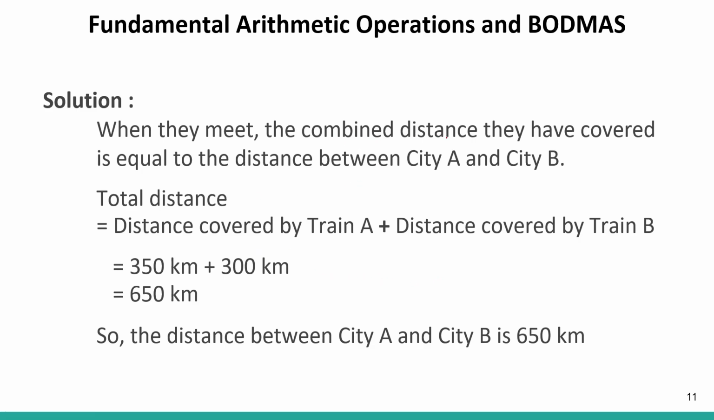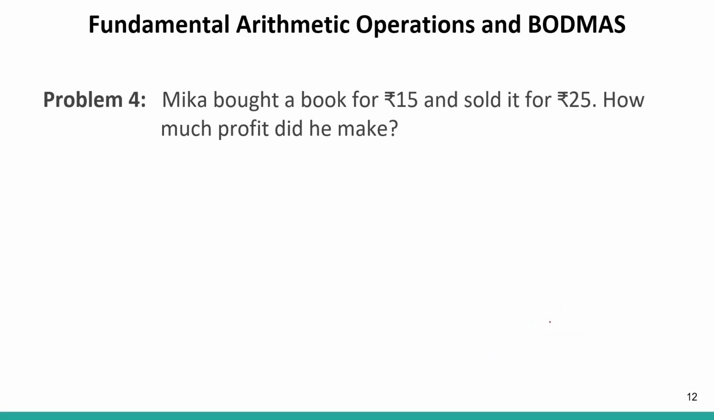So when they meet, the combined distance they have covered is equal to the distance between city A and B. The first one has covered 350 kilometers and the second one 300, so the combined distance will be 650 kilometers. So the distance between city A and city B is 650 kilometers.